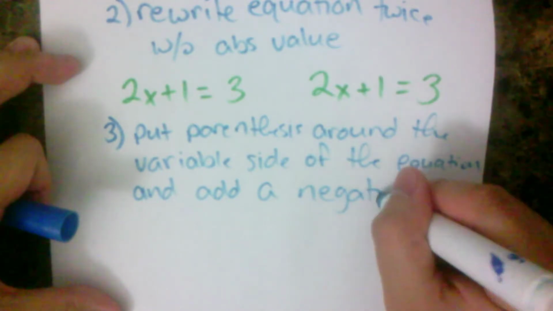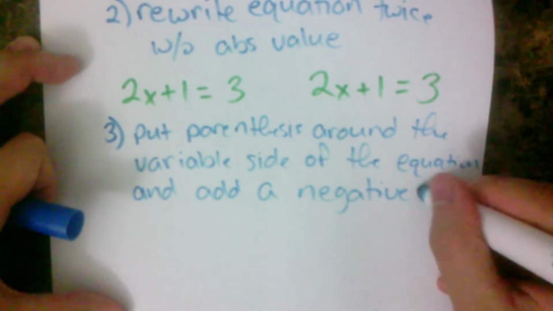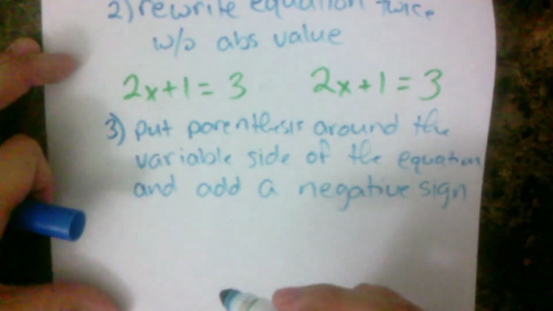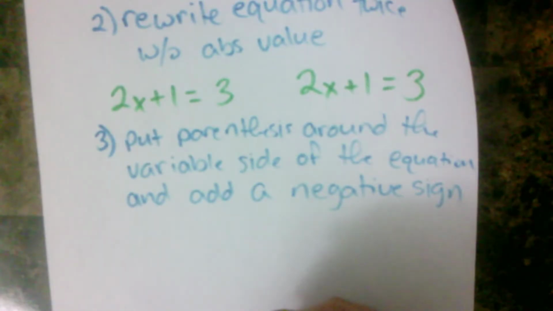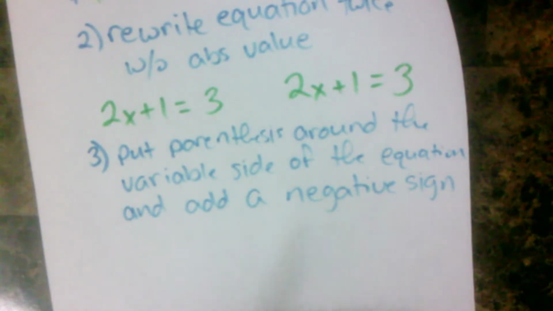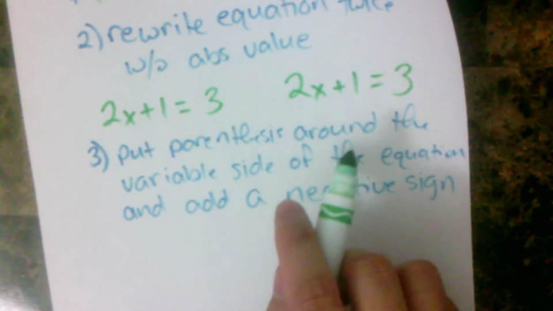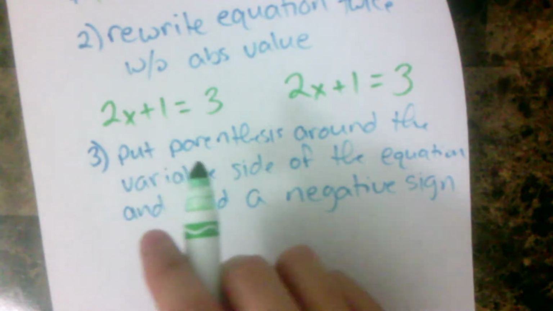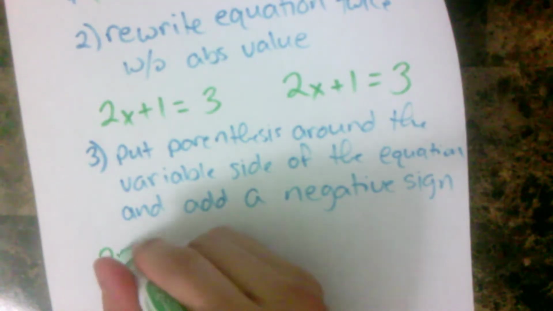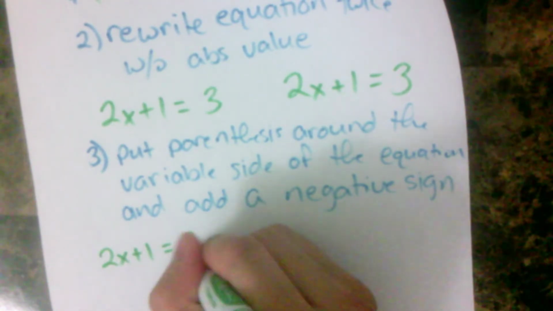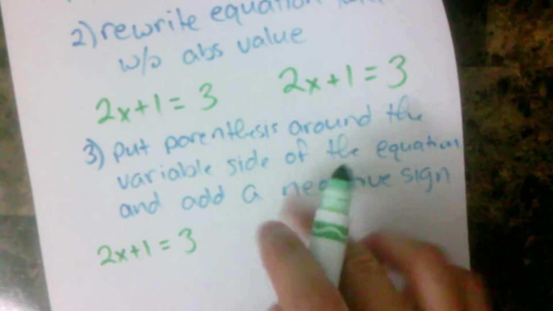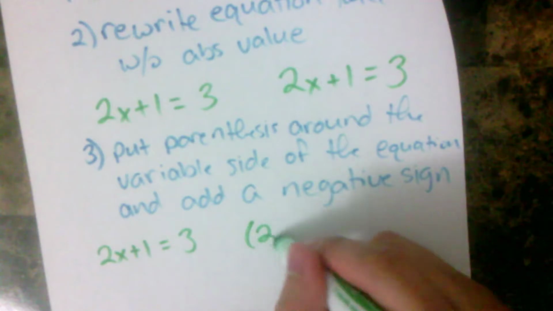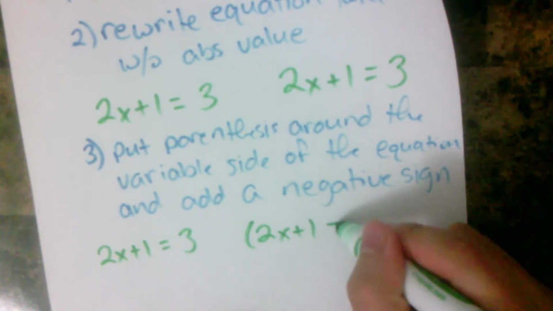I feel like on my last recording I worded this better, but that's okay. It'll make more sense once I write it out. So let's go ahead and do what this says. Put parentheses around the variable side of the equation, and we're going to do this to the right one. The first one we're just going to rewrite: 2x plus 1 equals 3. The second one, you're going to put parentheses around the variable side of the equation: 2x plus 1 equals 3.